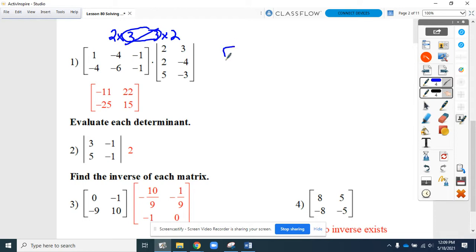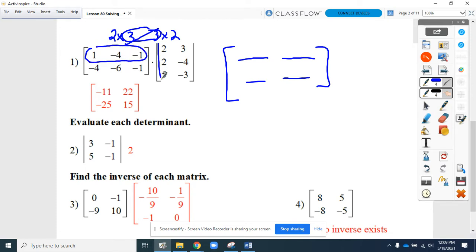I'll just do the first entry in case you were kind of confused from the start, but hopefully your answer is looking great. So to get the first entry, I will multiply the first row by the first column. So looking at 1 times 2 plus -4 times 2 plus -1 times 5. And all of that would add together to give me just that first entry. So you can see -11, 22, -25, 15.